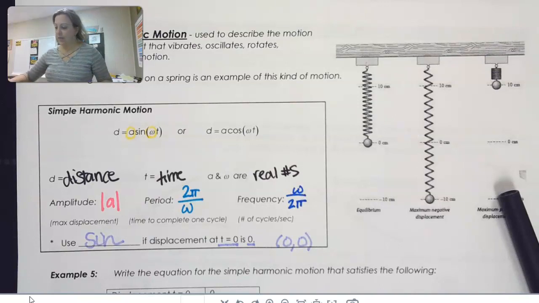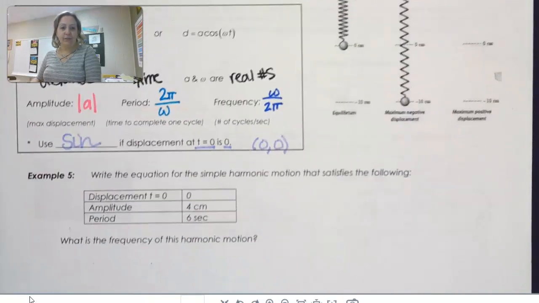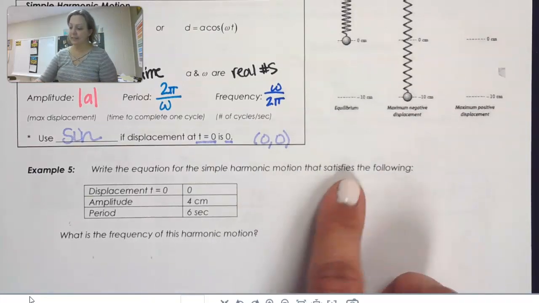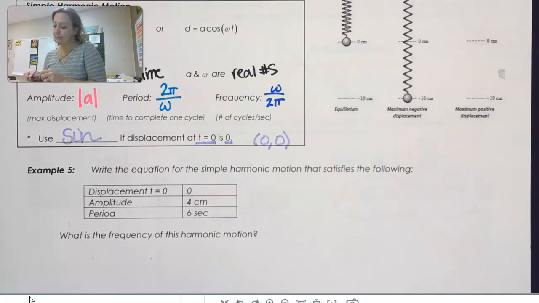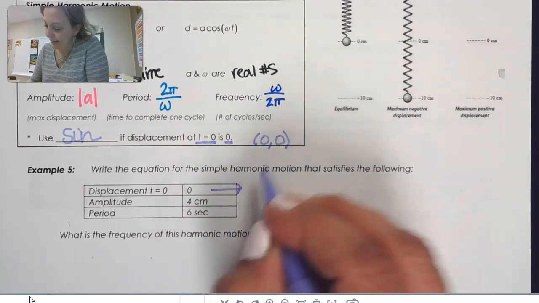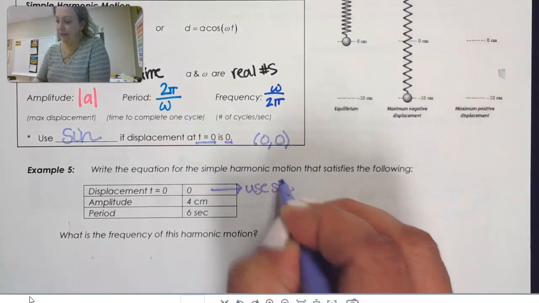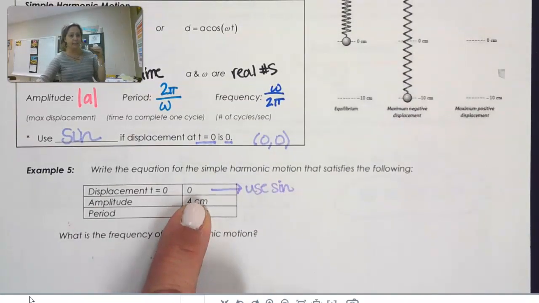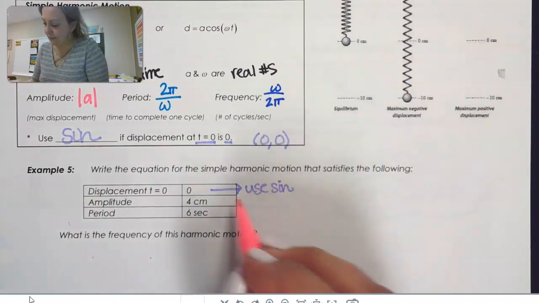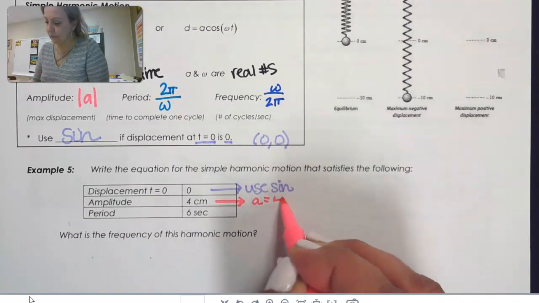Example 5 says to write the equation for the simple harmonic motion that satisfies the following. First, we have a displacement at t equals 0 of 0. The amplitude is 4 centimeters, and the period is 6 seconds. So first, let's write the equation for this. This displacement at t equals 0 is 0. That means we're going to use sine, because it had no displacement when we started. The amplitude of 4 centimeters tells me that A equals 4.